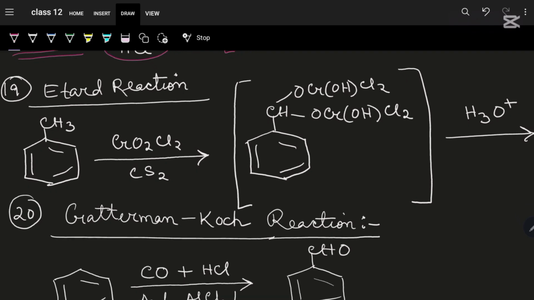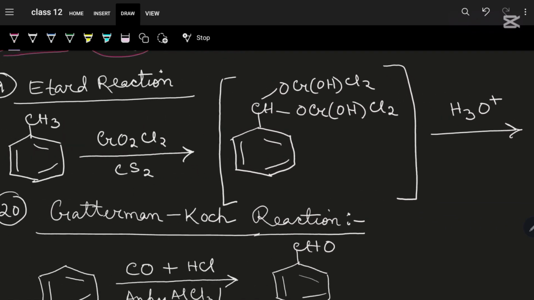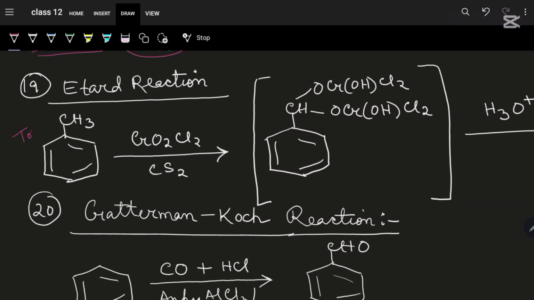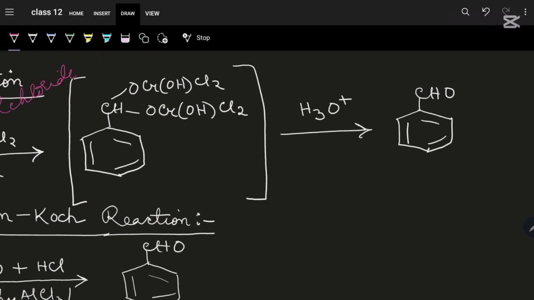Next is Etard reaction, formation of benzaldehyde from toluene. So this is methyl benzene or toluene. It reacts with chromyl chloride, CrO2Cl2, in CS2 solvent. CS2 is the medium. This is your intermediate, followed by acidification, and you get benzaldehyde. So that is formation of benzaldehyde from toluene.